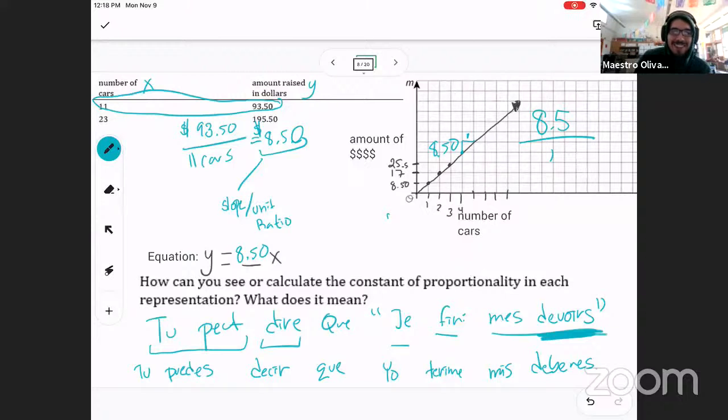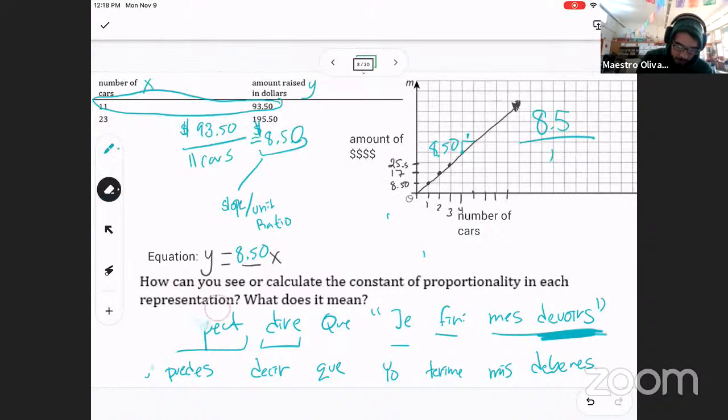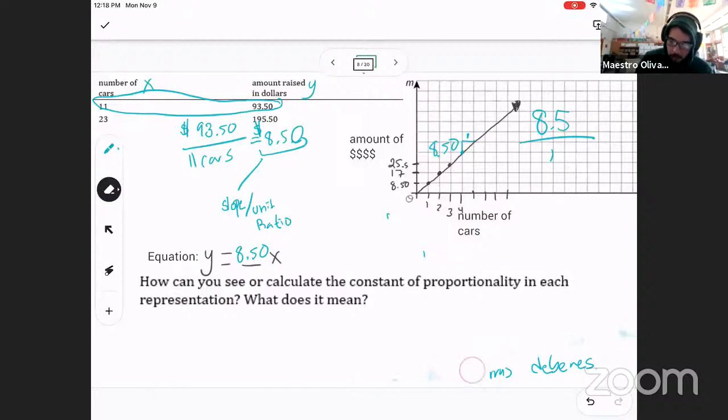Feel free to stay or whatever it is that you want to do. Tu peux dire que je finis mes devoirs. Let's do another one. What about this one? Seriously, for those of you who speak Spanish, French is really easy because a lot of the words are very similar.